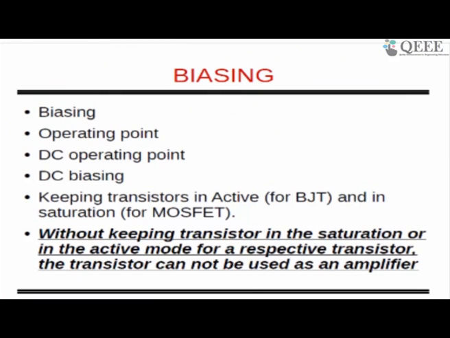Next part, there is another word which is very important. It's known as biasing. You may have learned it or heard it, but there are some more synonyms used in the electronics engineering community. One is operating point, one is DC operating point, or some people call it DC biasing. The role of biasing is to keep your transistor in a particular region of operation.